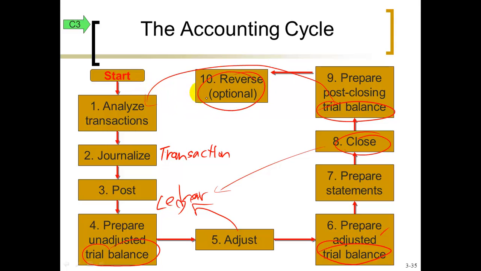This reversing entries is something optional, covered in the appendix. I don't expect you to really read that, unless maybe you have a question on the exam, then you can refer to it.